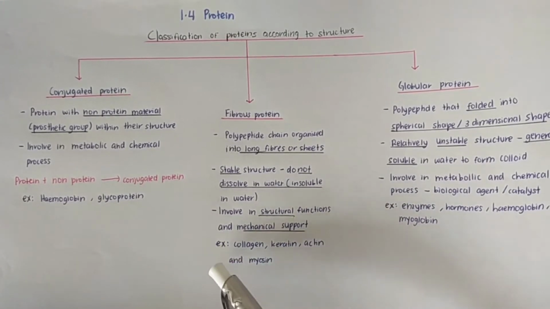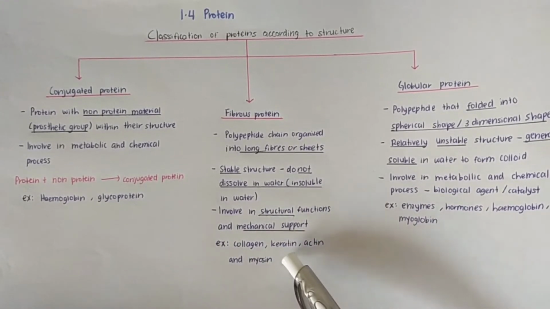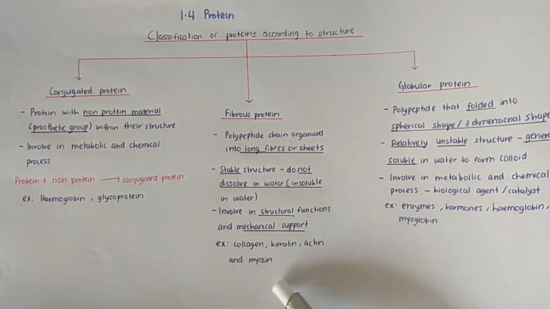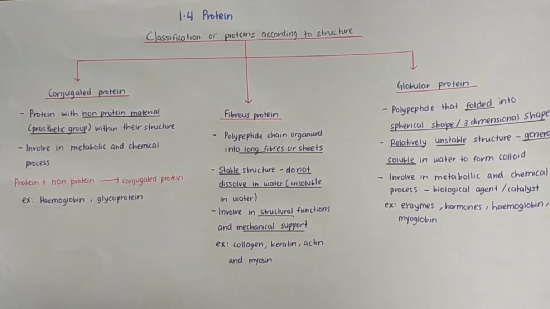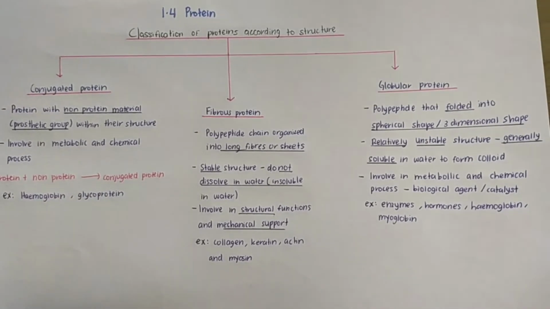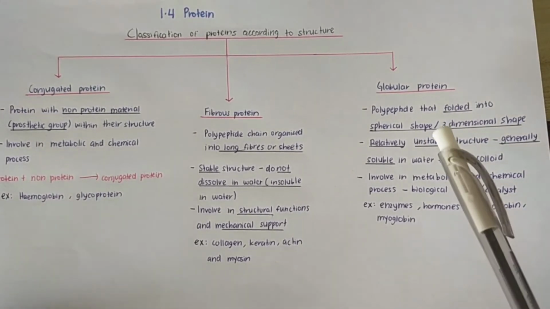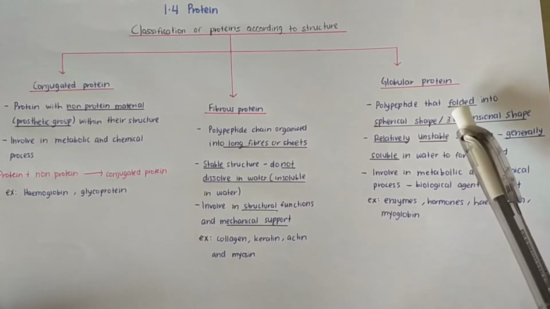The examples of fibrous protein are collagen, keratin, actin, and also myosin. Actin and myosin we can find in the muscle. And then another one, globular protein. So what is globular protein?